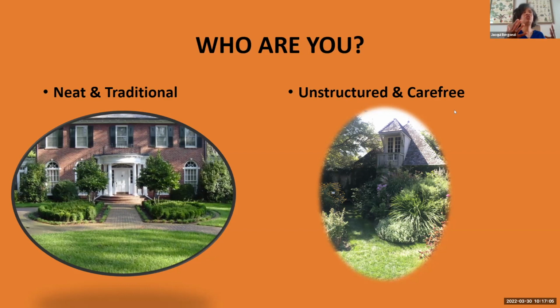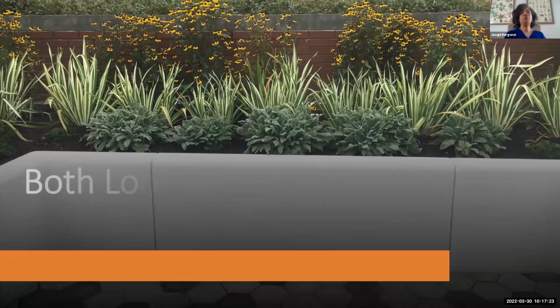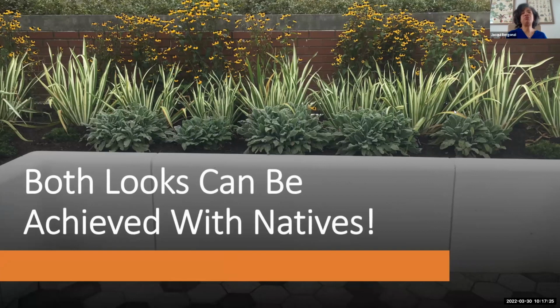The front of your house is almost like your face. It's the first thing that a person or a visitor sees when they approach, and it also sometimes sets the stage for what'll be inside. So your personality shows as well as it being welcoming to people. Well, both looks can be achieved with native plants.